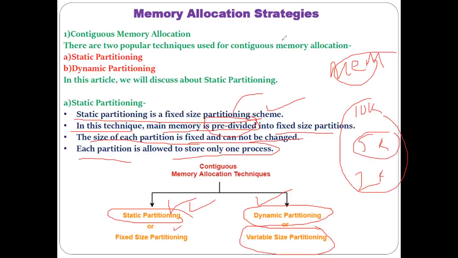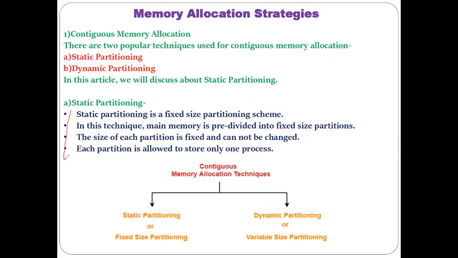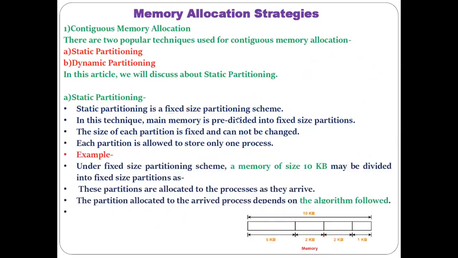Understood? So these four important characteristics of static partitioning you should keep in mind. First, it is a fixed size partitioning scheme. Second, memory is pre-divided into fixed sizes. Third, the size of each partition is fixed and it cannot be changed. And last, each partition is allowed to store only a single process. So this is what is referred to as a static partitioning scheme.